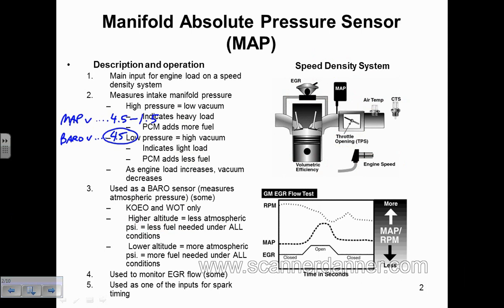At wide open throttle, the pressure inside of the manifold is basically atmospheric. Now, we're not talking about a turbo engine here. We're talking about a naturally aspirated engine. And so the computer will update the BARO at wide open throttle. So if you find yourself in that situation, you're climbing a mountain, it's not a bad idea to punch it to the floor on occasion.